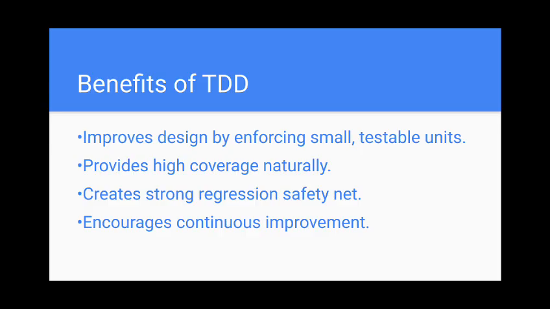TDD also results in naturally high test coverage because every new behavior is backed by a test before any code is written. This eliminates untested functionality and gives developers confidence in their system's behavior. Another major benefit is that TDD creates a strong regression safety net. The growing test suite ensures that when you add new features or refactor existing code, you don't accidentally break previously working behavior.